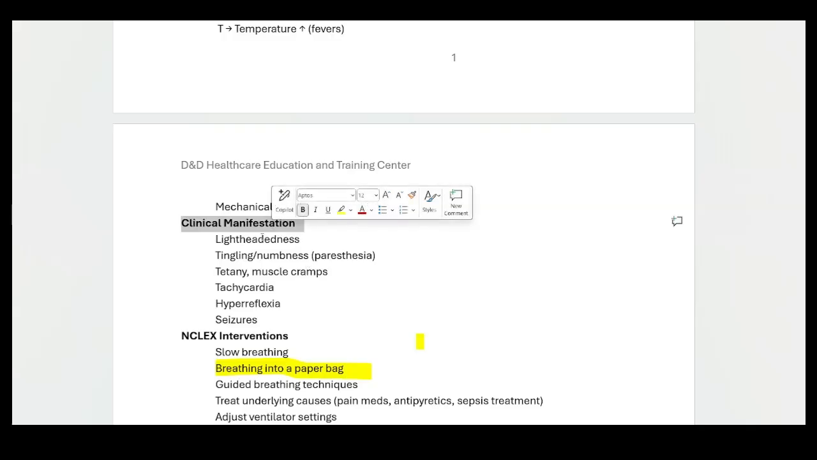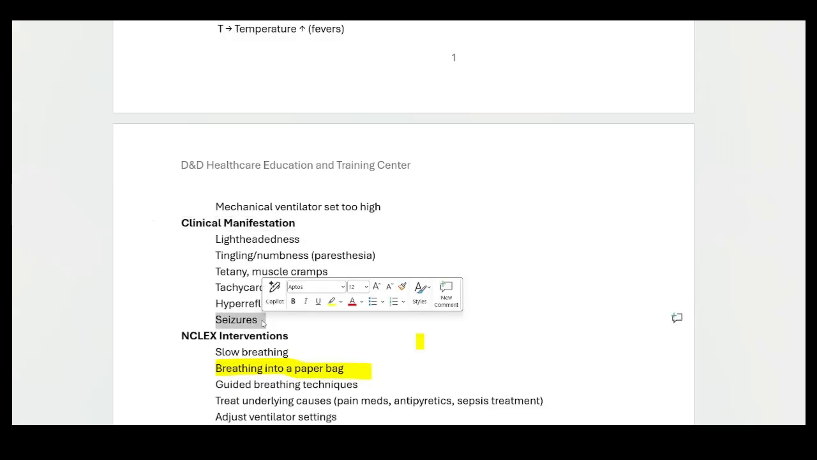One of the clinical manifestations I'm going to talk about is lightheadedness. We're talking about tingling and numbness, tetany, which should tell you that their calcium levels are down, dyspnea, tachycardia, and hyperreflexia. Then the final thing is seizures.